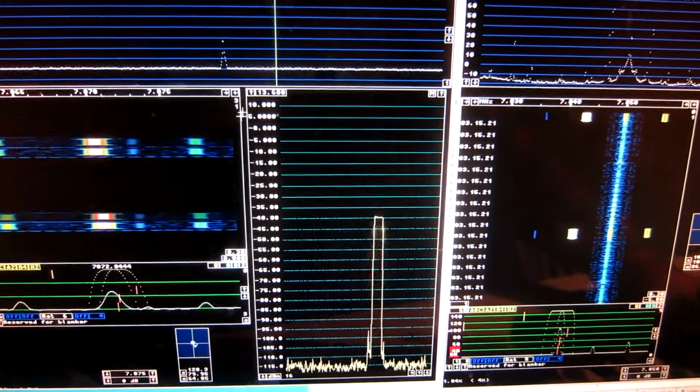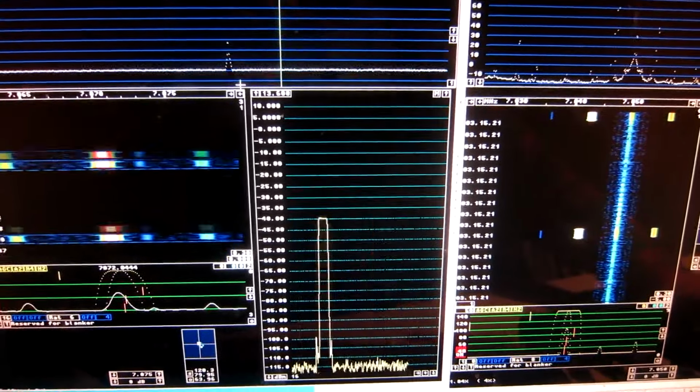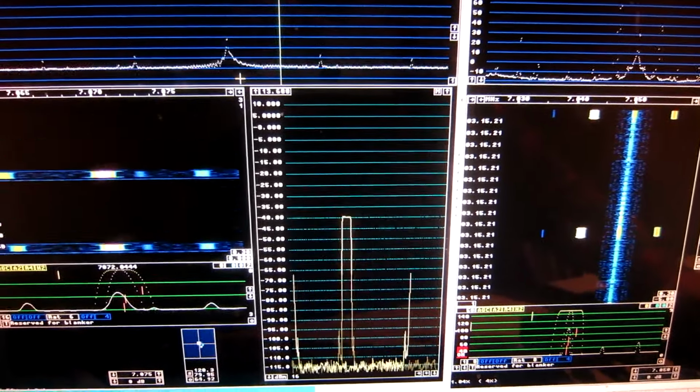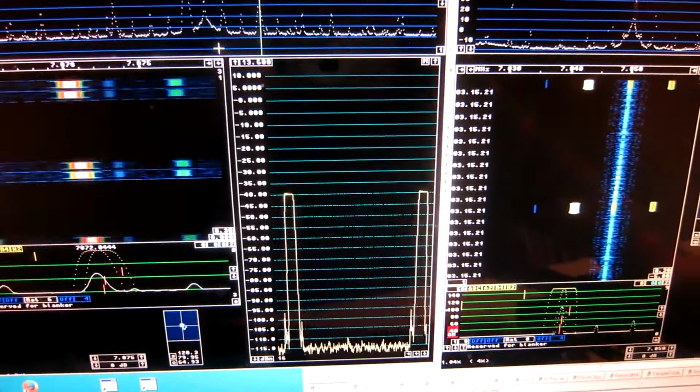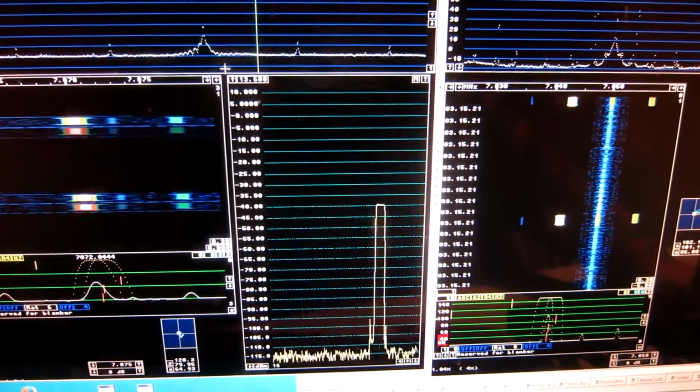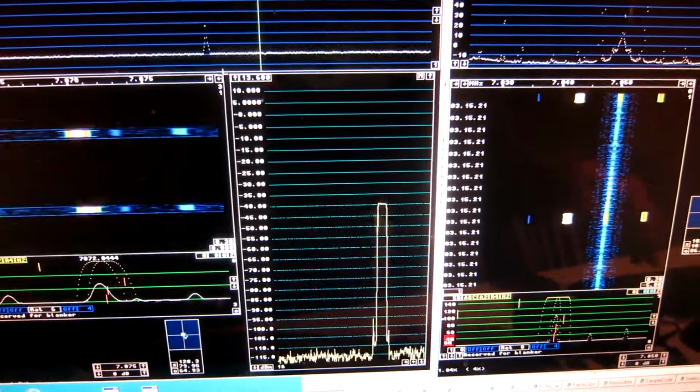To solve this problem, it's possible to put the I and Q signal at a very much lower frequency. But there are some complications associated with that, and I will show that in detail.